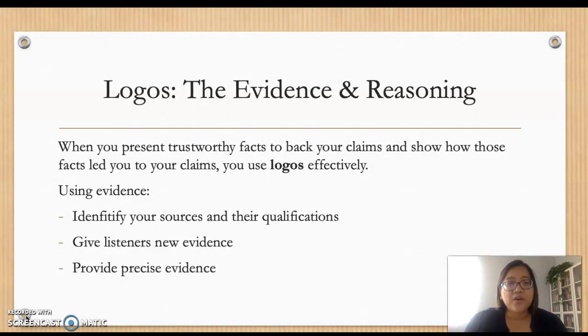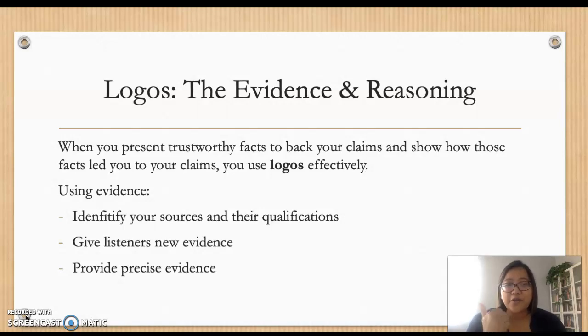And then the next one is talking about the logos, or the evidence and reasoning. So when you present trustworthy facts to back your claims and show how those facts led you to your claims, you use logos effectively. So how to use evidence?